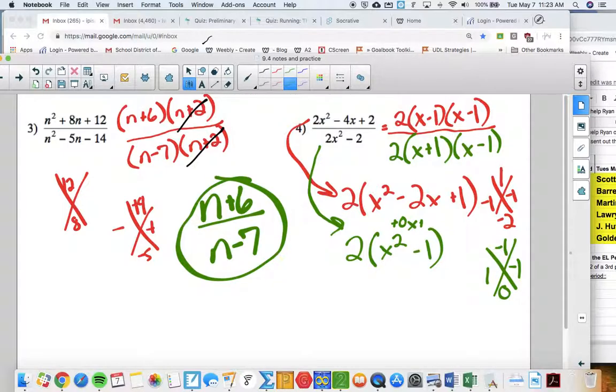See what I did there? See, a nice job on that. So that is completely factored, folks. And now take a look at your factors. Is there anything that you can cancel out?